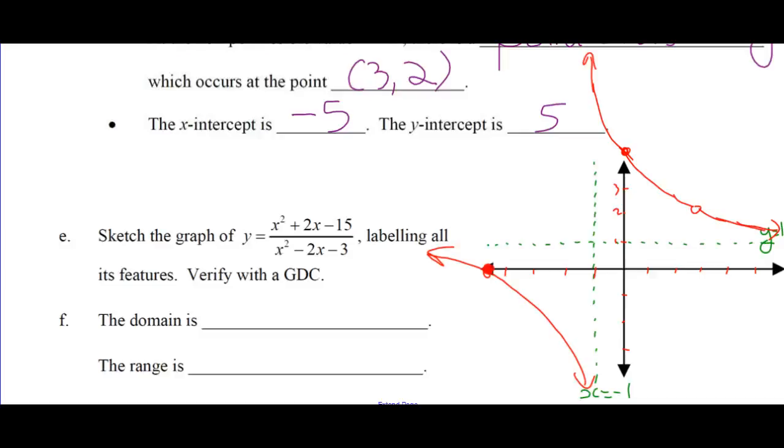Domain, what's the domain? So what can't x be? Can't be negative 1, it can't be 3. And what can't y be? Can't be 1, and it can't be 2.